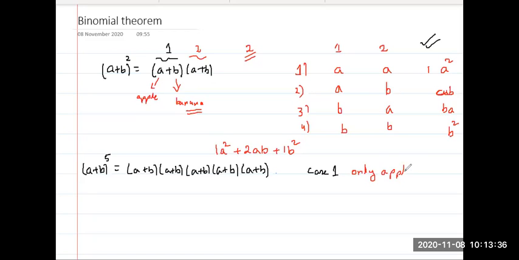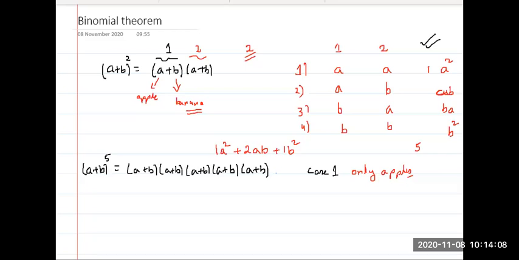Only apples. Now think about it. First of all, how many fruits you have to choose? Because you have to choose one fruit from every basket. How many fruits you have to choose? Five. Okay, very good. Now out of that five, you have to choose only apples. So how many apples you can choose? If you have five baskets and you have to choose five fruits, obviously you have to choose apples from all the baskets.